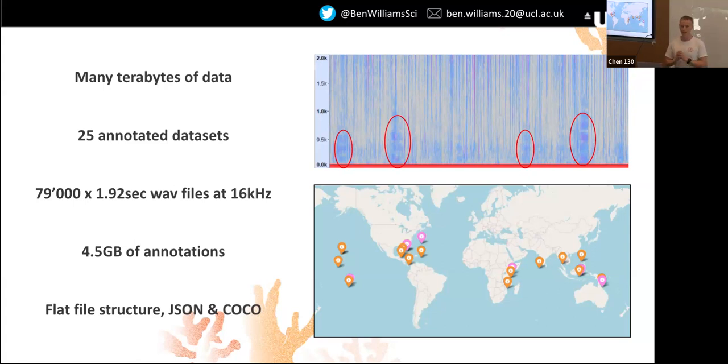Most of this reef soundscape data is just this background crackle of snapping shrimp. It sounds like a campfire. We're not always interested in that. We're more interested in things like the fish noise or the anthropogenic sounds. So the annotations are to try and pull out these sounds of interest and train models that are focused on these rather than 50 shades of different snapping shrimp, basically.